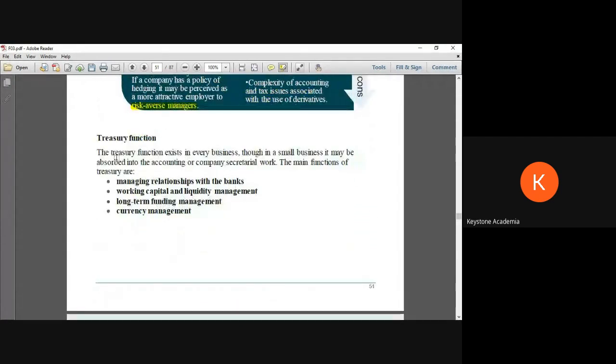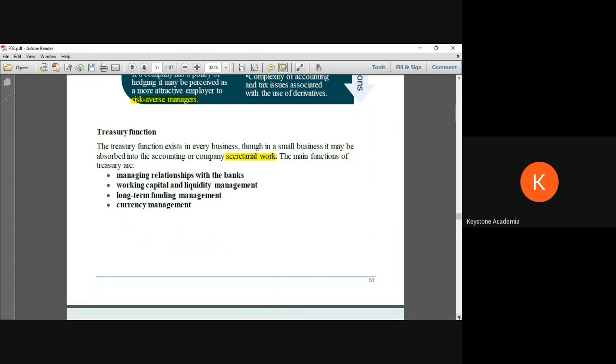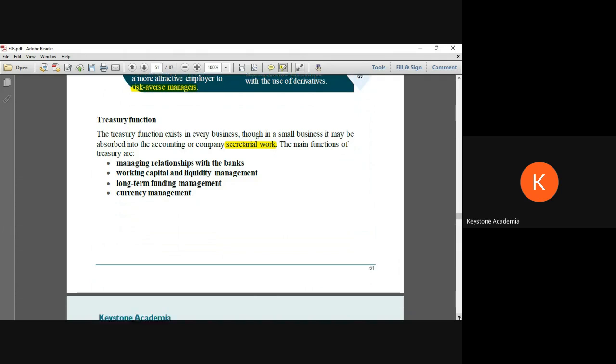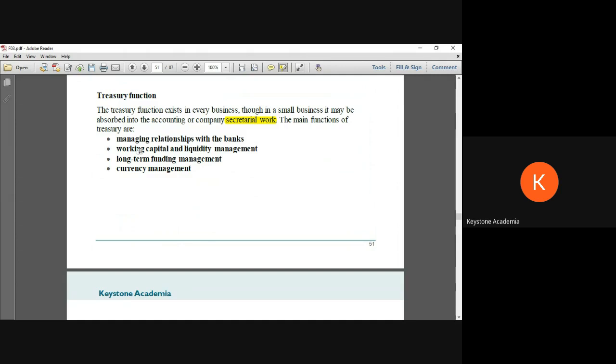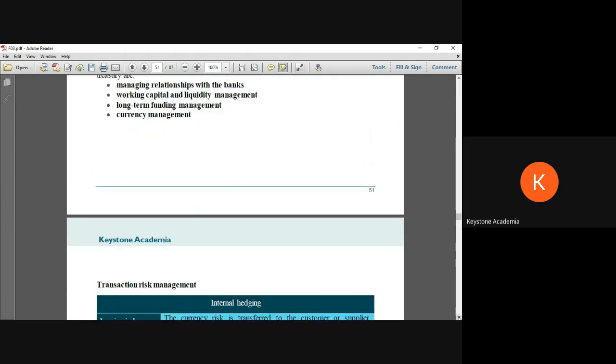Next is treasury function. The treasury function exists in every business, though in small business, it may be absorbed into accounting or company secretarial work. Usually big companies like DAISTRUK will have their own. They'll have a separate department, and sometimes it can be centrally run or sometimes it can be separate. What they usually work on: managing relationships with the banks, working capital and liquidity management, long-term funding management, currency management. So mostly dealing with issues related to money, how to arrange it, how to manage it, all of that.